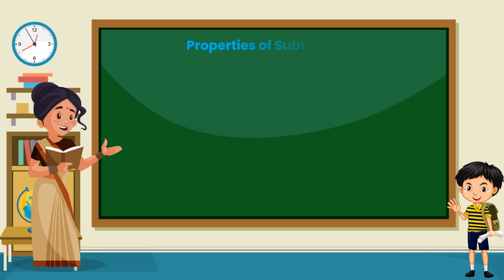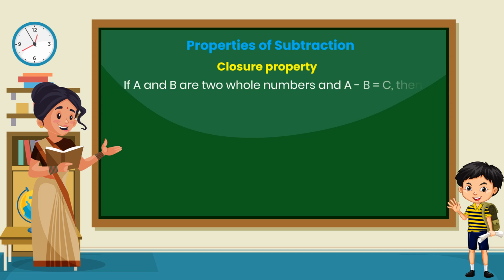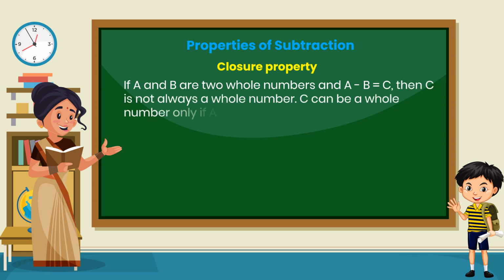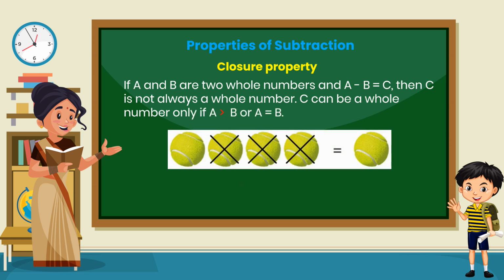Properties of subtraction. Closure property. If A and B are two whole numbers and A minus B equals C, then C is not always a whole number. C can be a whole number only if A is greater than B or A equals B. 4 minus 3 equals 1. 5 minus 7 equals minus 2, which is not a whole number.